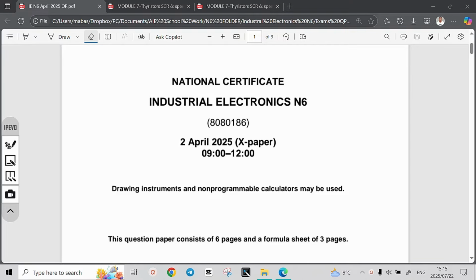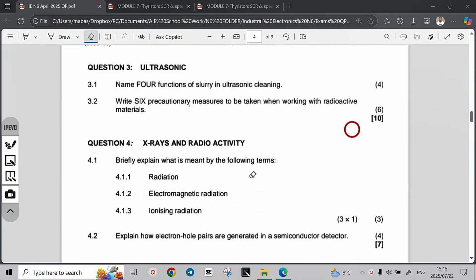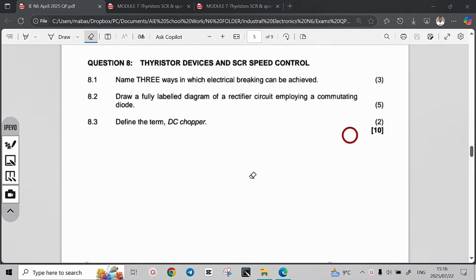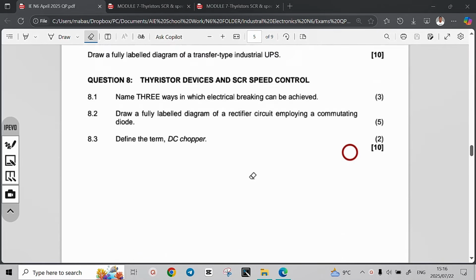So today we'll be focusing on your Industrial Electronics N6. This is the paper that was written April 2025. Today we'll be focusing on your question 8. So let's just check it out. Here's your question 8, guys. Let me just indicate it. The topic that we'll be focusing on is your Thyristor devices and SCR speed control, as you can see here. Now the first question, that was your 8.1.